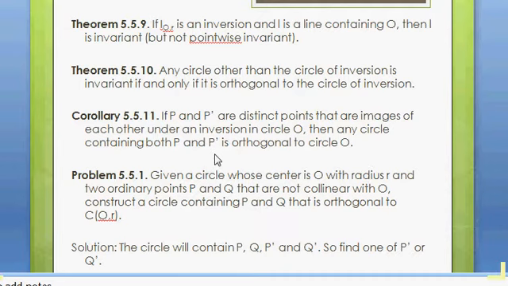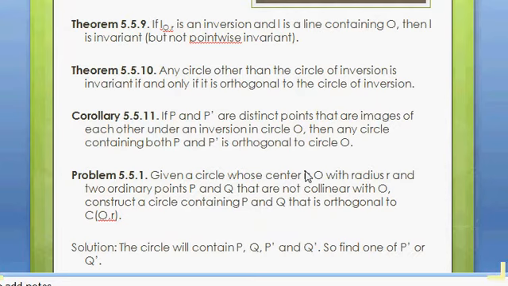So the problem is, given a circle with a center O and radius R and 2 ordinary points P and Q that are not collinear with O, try to construct a circle. For hyperbolic geometry, the model is going to be inside the unit circle, and P and Q are both going to be inside the circle. But we want to be able to take P and Q and create a circle that goes through those points that's orthogonal to our original circle.